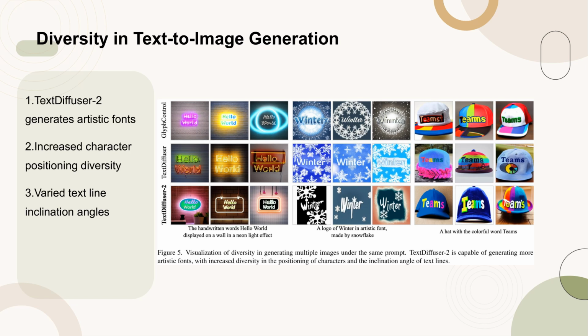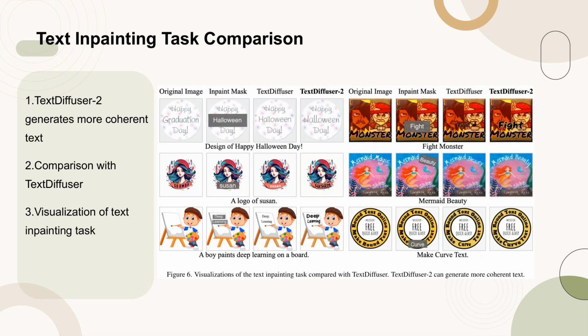Additionally, it shows increased diversity in the positioning of characters within the text and the inclination angles of the text lines. These features highlight TextDiffuser-2's capability to create varied and aesthetically pleasing text images. Figure 6 presents a comparison of the text and painting task between TextDiffuser-2 and TextDiffuser. The key observation is that TextDiffuser-2 is capable of generating text that is more coherent and visually appealing.